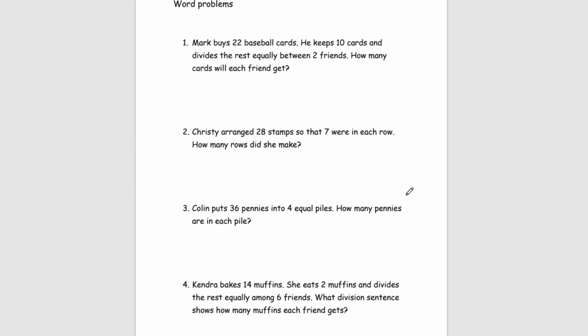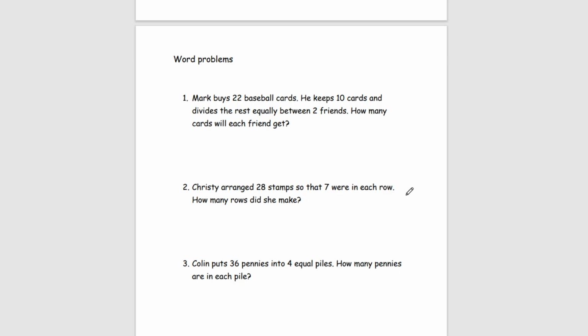And for word problems, Mark buys 22 baseball cards. He keeps 10 cards and divides the rest equally among his two friends. How many cards will each friend get? So let's find out how many he has after he gives 10 away first. So 22 minus 10, that gets us 12. And he divides them evenly among his two friends, so that's 12 divided by 2. And what plus itself will get us 12? Well, that's simply 6 and 6. So our answer for this one is 6.